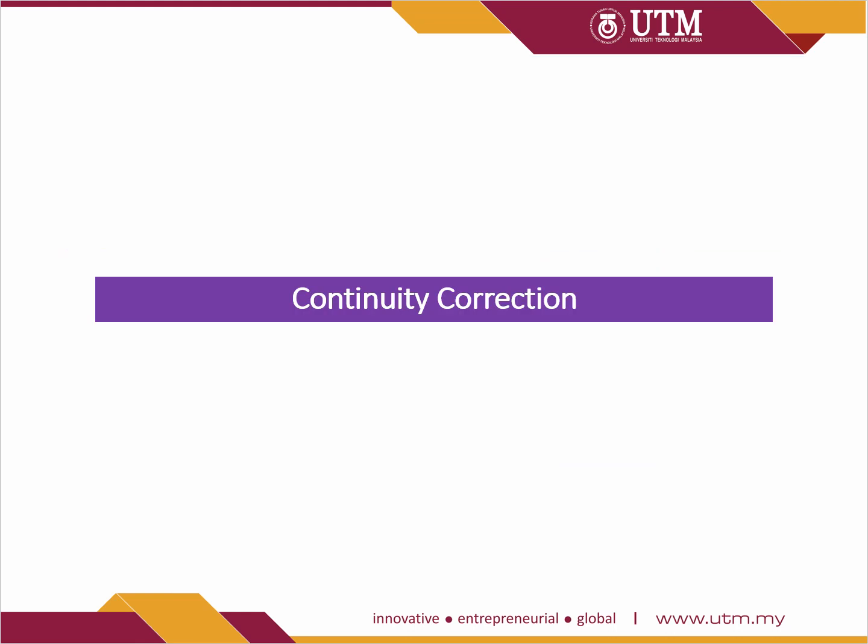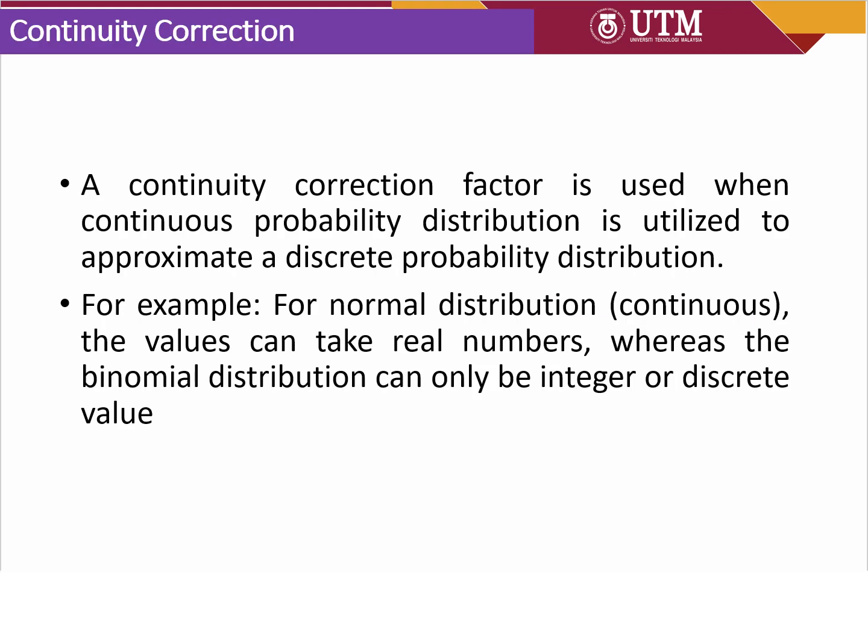Before we move further on the normal approximation for binomial and Poisson, you need to know how to use continuity correction. So what is a continuity correction? A continuity correction factor is used when a continuous probability distribution, in our case the normal distribution, is utilized to approximate a discrete probability distribution. So we will use continuity correction to approximate the Poisson and binomial.